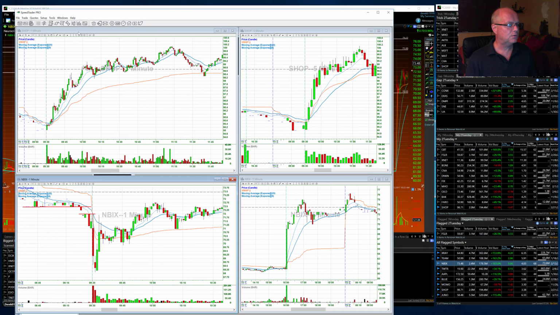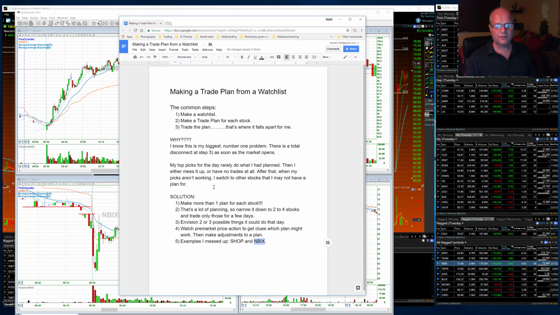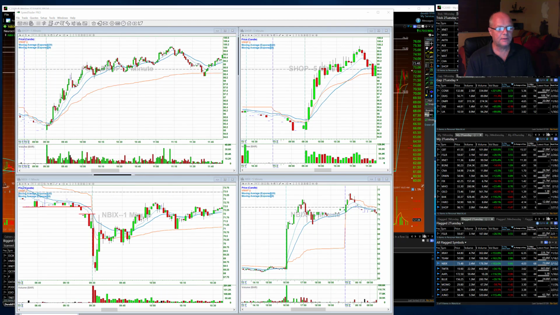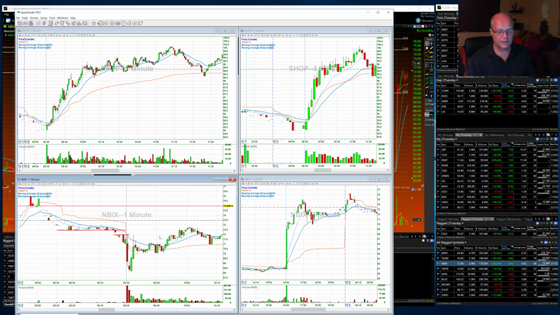Hopefully that helps to give some ideas for you to make alternate plans, make 2 or 3 different plans, or realize that the plan for NBIX was a short, but the adjustment was, okay, it's never going to get to 75 because it was already failing. It already failed 72.50 and already had failed 72. So maybe now 72 is the new area to short.